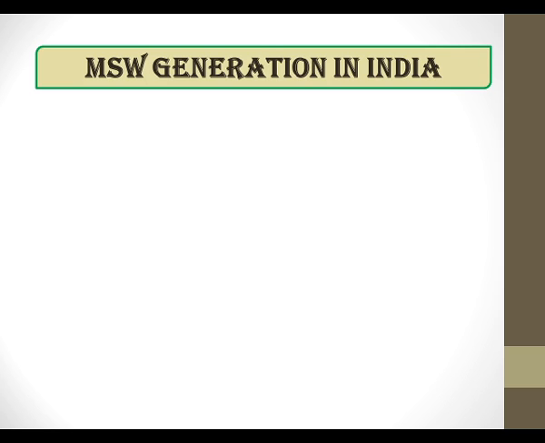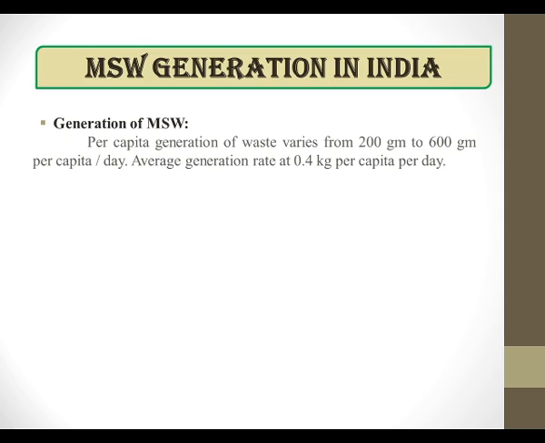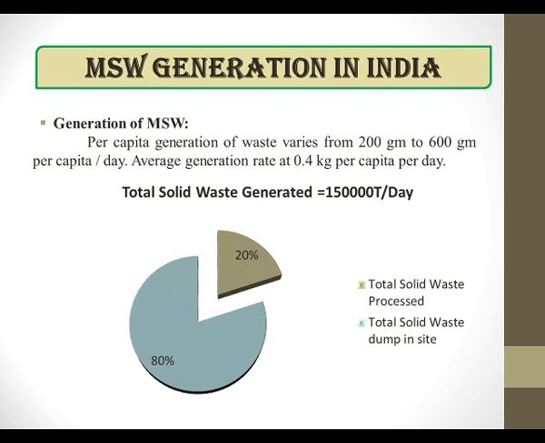Now, let us check the generation of MSW, municipal solid waste, in India. If we consider per capita generation, waste varies from 200 gram to 600 gram per capita per day. The average generation rate is 0.4 kg per capita per day. As per the Ministry of Housing and Urban Affairs annual report for the year 16-17, it is estimated that the total generation of solid waste is approximately 1.5 lakh ton per day.